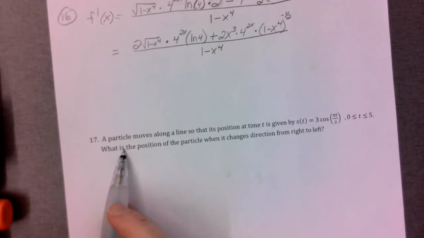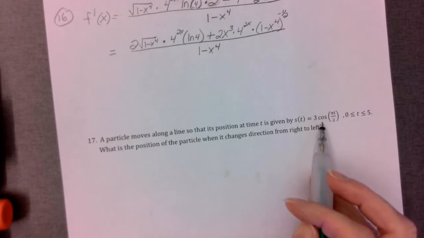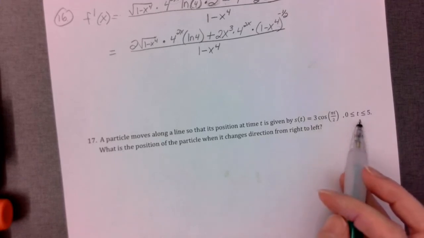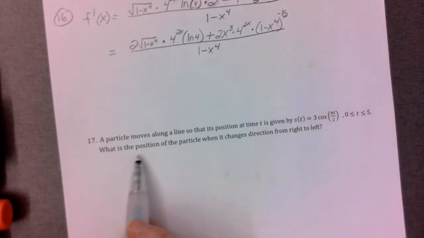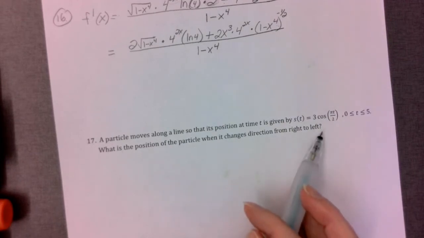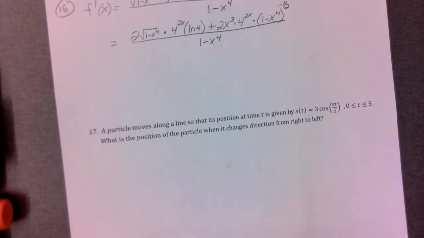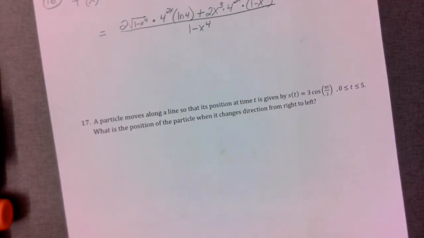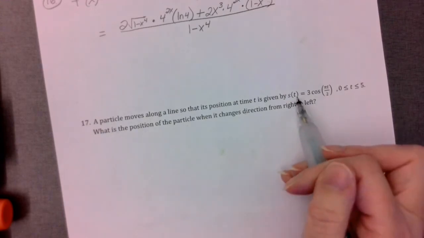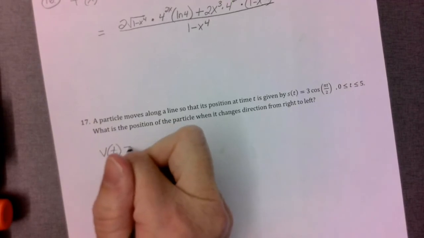Problem 17: we have a particle moving along a line so that its position is this function, on 0 to 5. What is the position of the particle when it changes going from right to left? So there's movement of the particle, and if I'm going right and I'm going left and I have movement, then I want to look at my velocity function. So the first thing I'm going to do is find v of t.